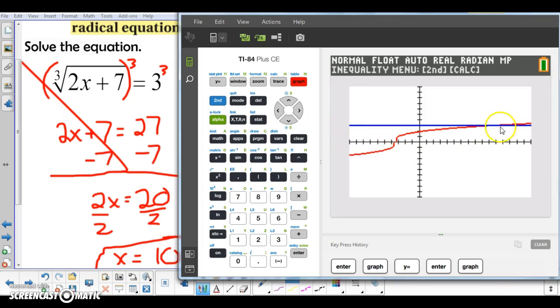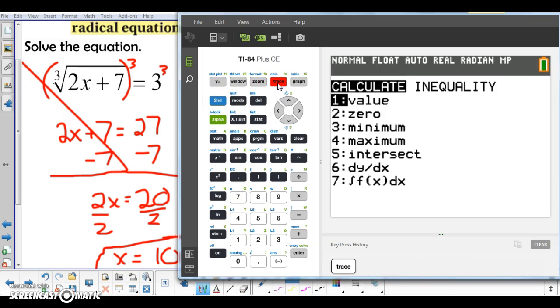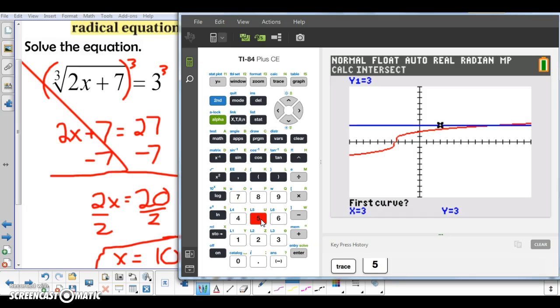Now you can sort of scroll over there and maybe guess, but the best way to do that is to calculate: hit second, and then trace, which will take you to the calc menu. We're going to calculate the intersection, because I have two lines and I want to find where they cross. So I'll hit 5 to choose that option. Easy questions to answer. First curve, with the cursor highlighting y equals 3, and it tells me so. I hit enter to say yes.